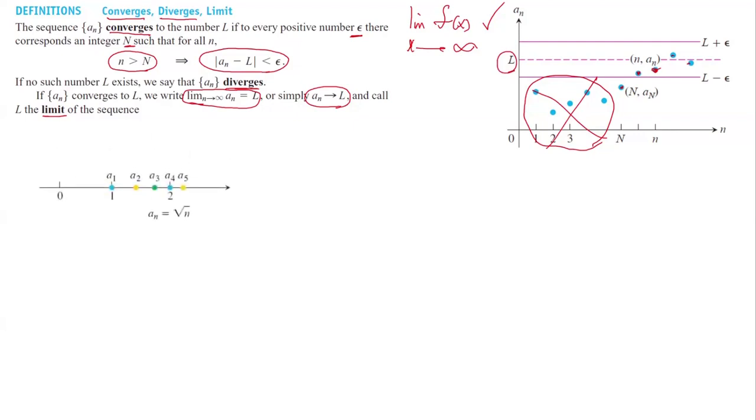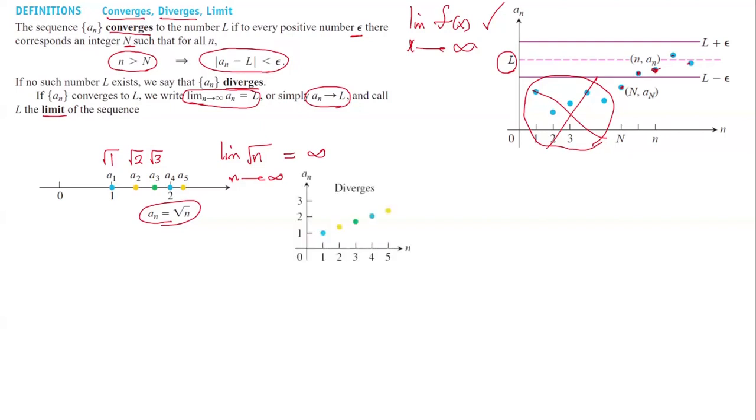Take a look at this sequence, square root of n. When n is equal to 1, you get square root of 1, which is 1. When n is equal to 2, you get square root of 2, then square root of 3, then square root of 4, and so on. So as n goes to infinity, the limit goes to infinity. This is an example of a divergent sequence.